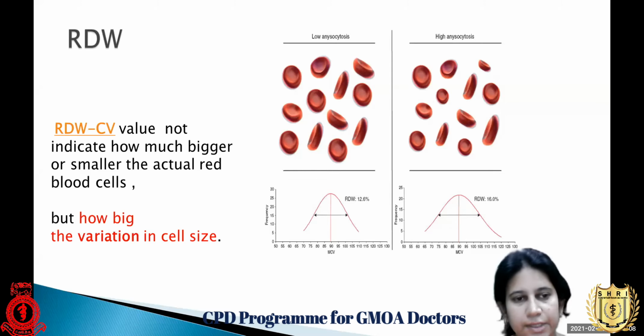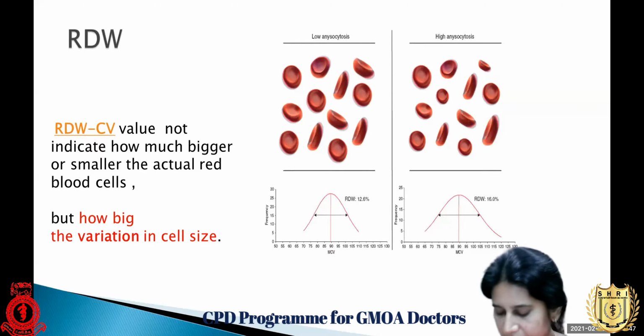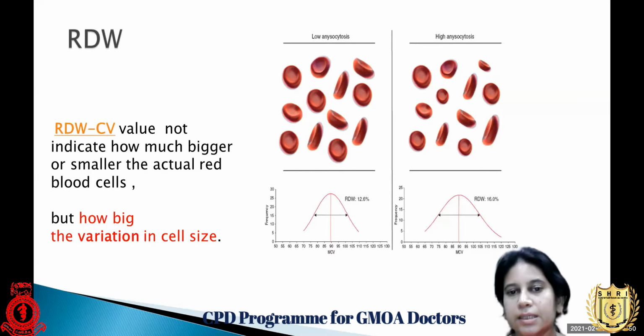So here again I'm emphasizing this does not indicate how much bigger or smaller the actual red blood cells are, but how big the variation in cell size is. As an example, you can see in this picture, the RDW is 12.6, which we take as normal. We call it low anisocytosis, where these cells have normal size red cells in your body. If you have a high RDW, like in this picture, we say it's high anisocytosis, so that you have various sizes of cells, medium, large and small cells in your body.